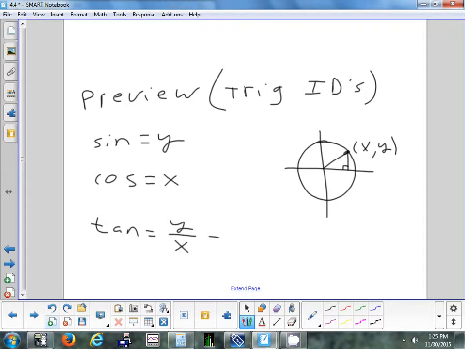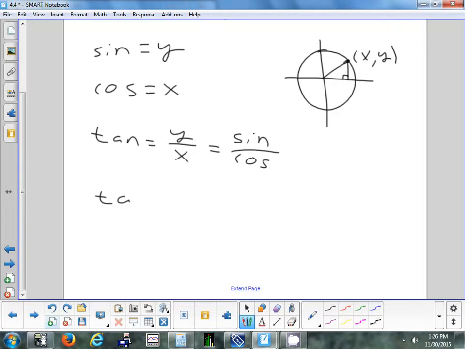What did you guys just tell me earlier y was? What's y equal to? Y is sine. And what about x? Cosine. So what does that mean about tangent? What does tangent really equal? Tangent is really sine divided by cosine. Tangent is a simpler way of saying sine over cosine.